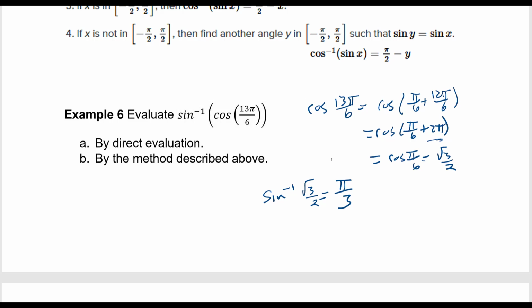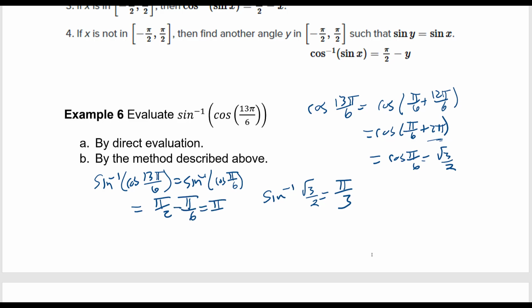So that's how we do direct evaluation. And if you do the method described above, sine inverse of cosine of 13 pi over 6, I would treat that as sine inverse of cosine of pi over 6. And then that would be pi over 2 minus pi over 6, which is pi over 3. Hey, we get the same answer. Coincidence? No, that's how it has to be. Okay.